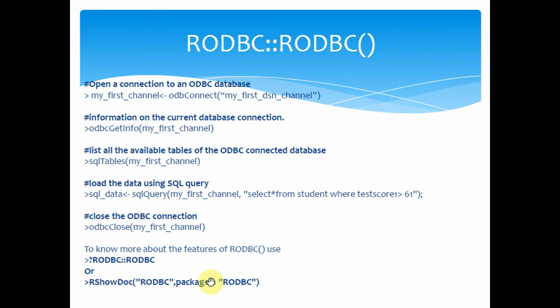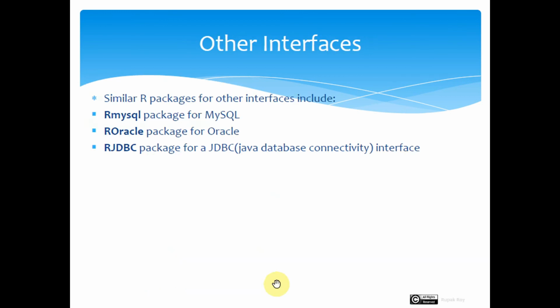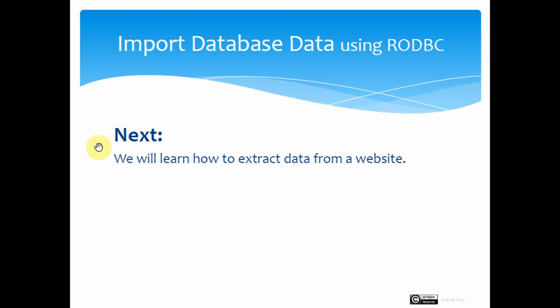Now, for other interfaces, we have similar R packages such as RMySQL for MySQL database, ROracle for Oracle database, RJDBC for Java database connectivity, etc. But the techniques and the arguments of the packages are almost similar to each other. Next, another interesting way to extract data is using the World Wide Web, that is, a web page.